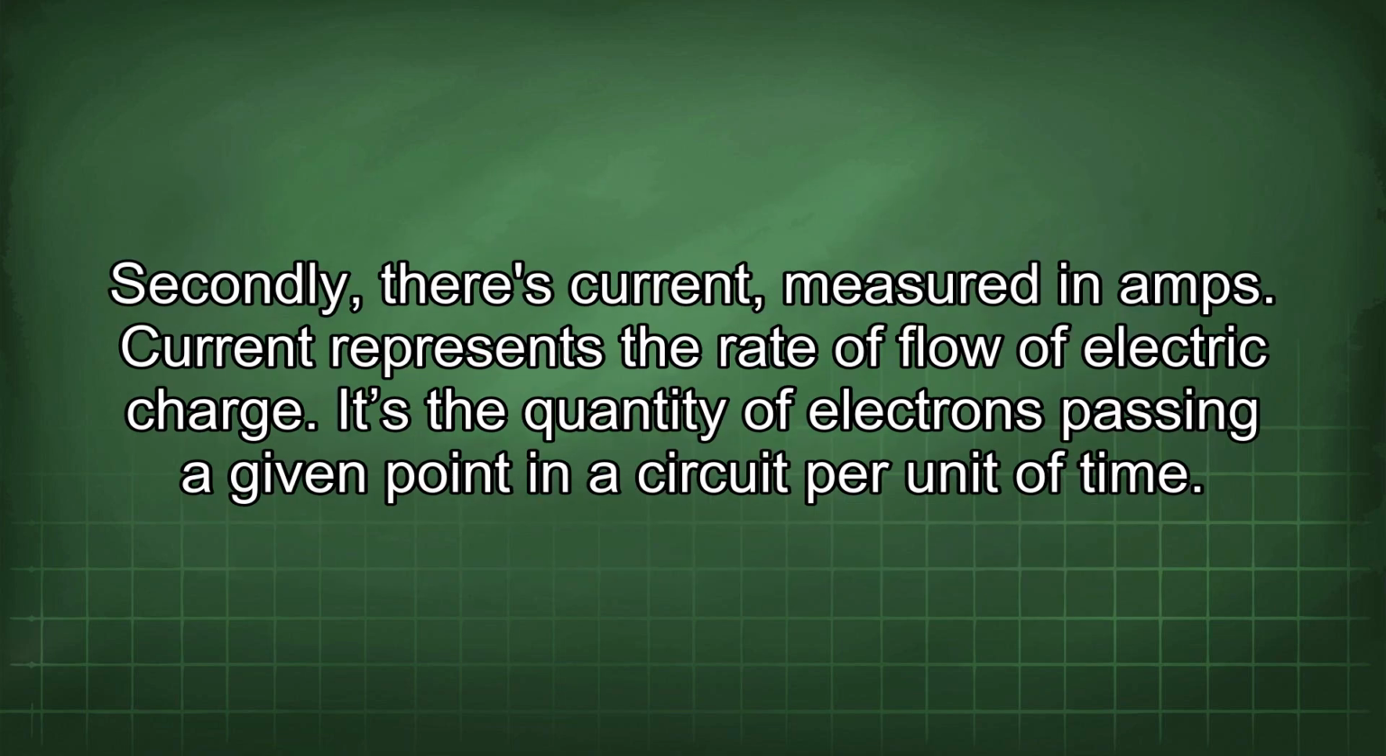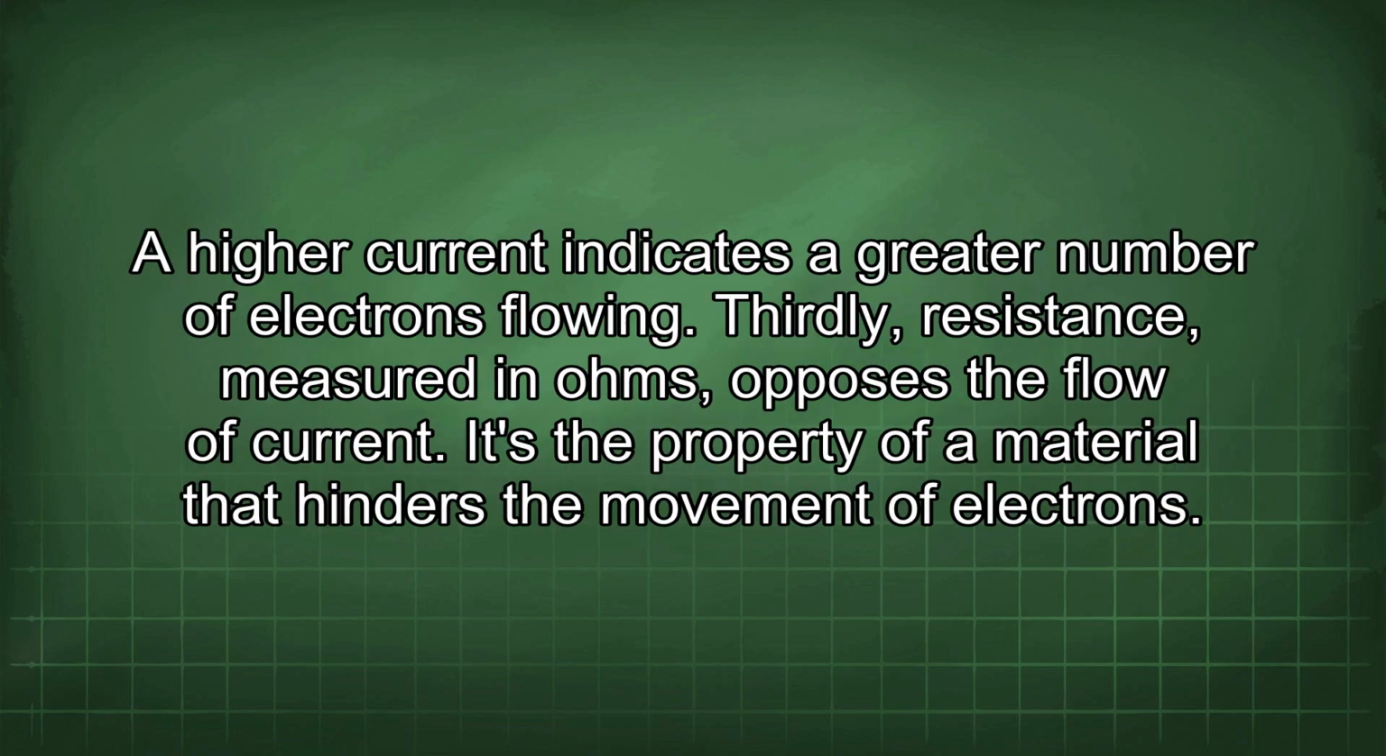Secondly, there's current, measured in amps. Current represents the rate of flow of electric charge. It's the quantity of electrons passing a given point in a circuit per unit of time. A higher current indicates a greater number of electrons flowing.